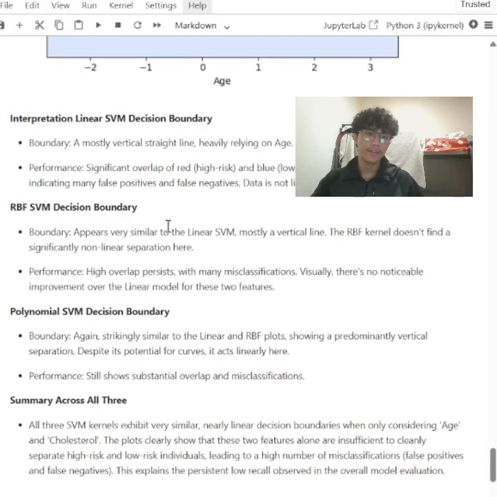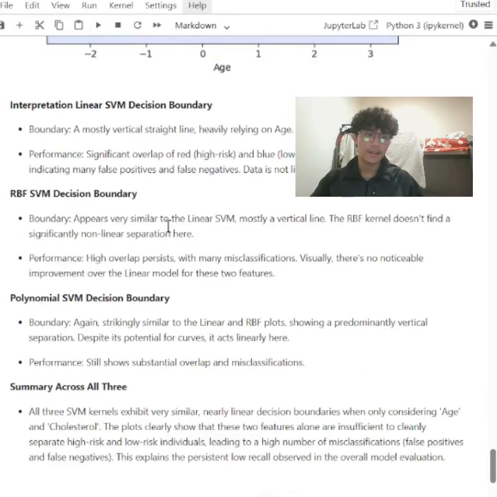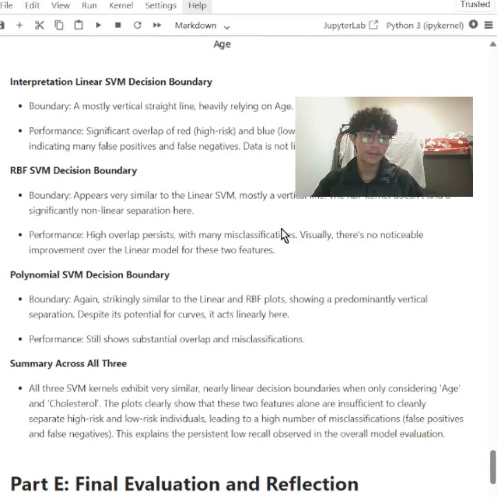As we can see, for the linear SVM, there is a mostly vertical straight line, heavily relying on age, and there is a significant overlap of red, high risk, and low risk points across the boundary, which indicates many false positives and false negatives. So the data is not linearly separable by these two features. Then the RBF SVM appears very similar to the linear SVM, with mostly a vertical line, but the RBF kernel doesn't find a significantly non-linear separation here. The high overlap persists, with many misclassifications. So visually, there's no noticeable improvement over the linear model.